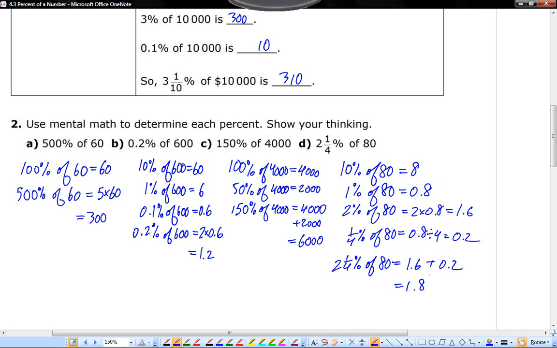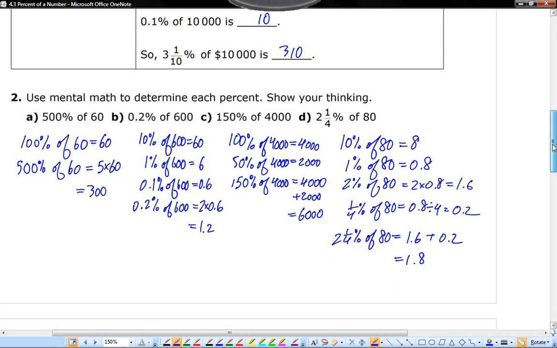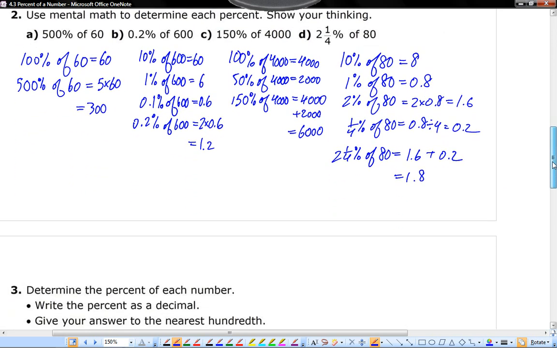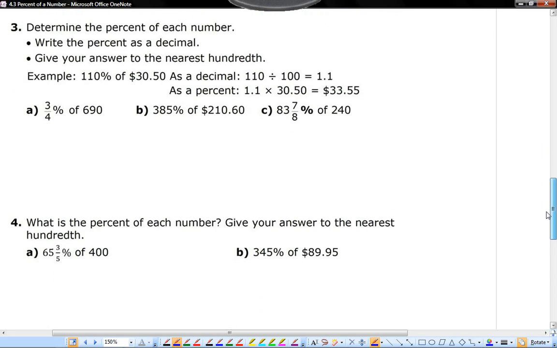So I know it takes a few steps, but you can do all this in your head. And again, you can check all these results on your calculator, but hey, we can do better than that. We can do it all in our head. Certainly nothing wrong with checking with the calculator afterwards. Let's take a look at the next page.